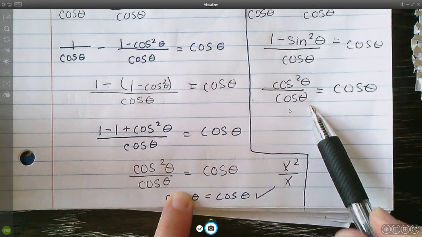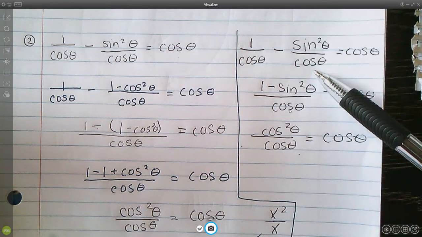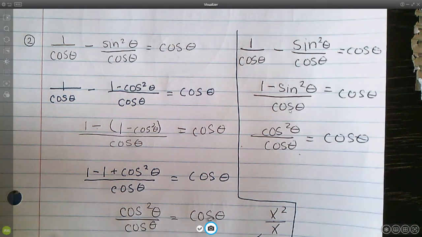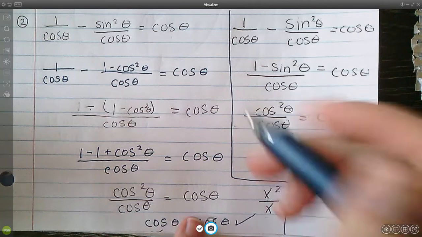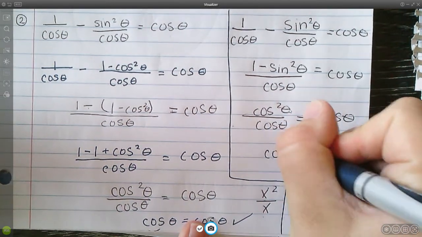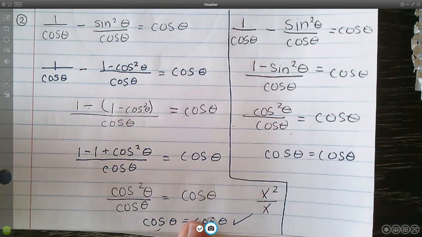So did we get there going this way? Yes. Was it shorter to go this way? Yes. Until you do enough of these, you won't know which way is going to be the shortest. But I just wanted to show you that there are two ways to do this one. Okay, and then I have one more.